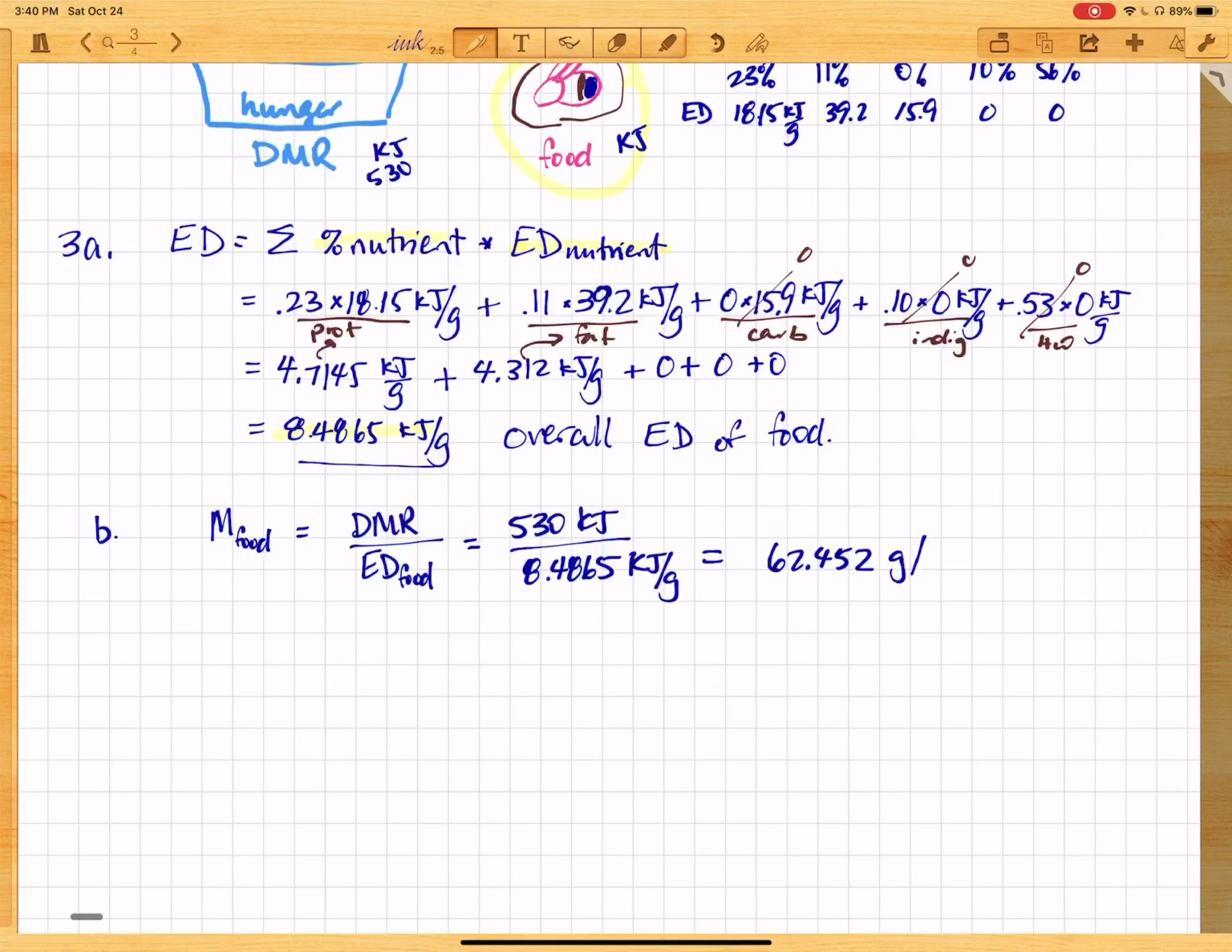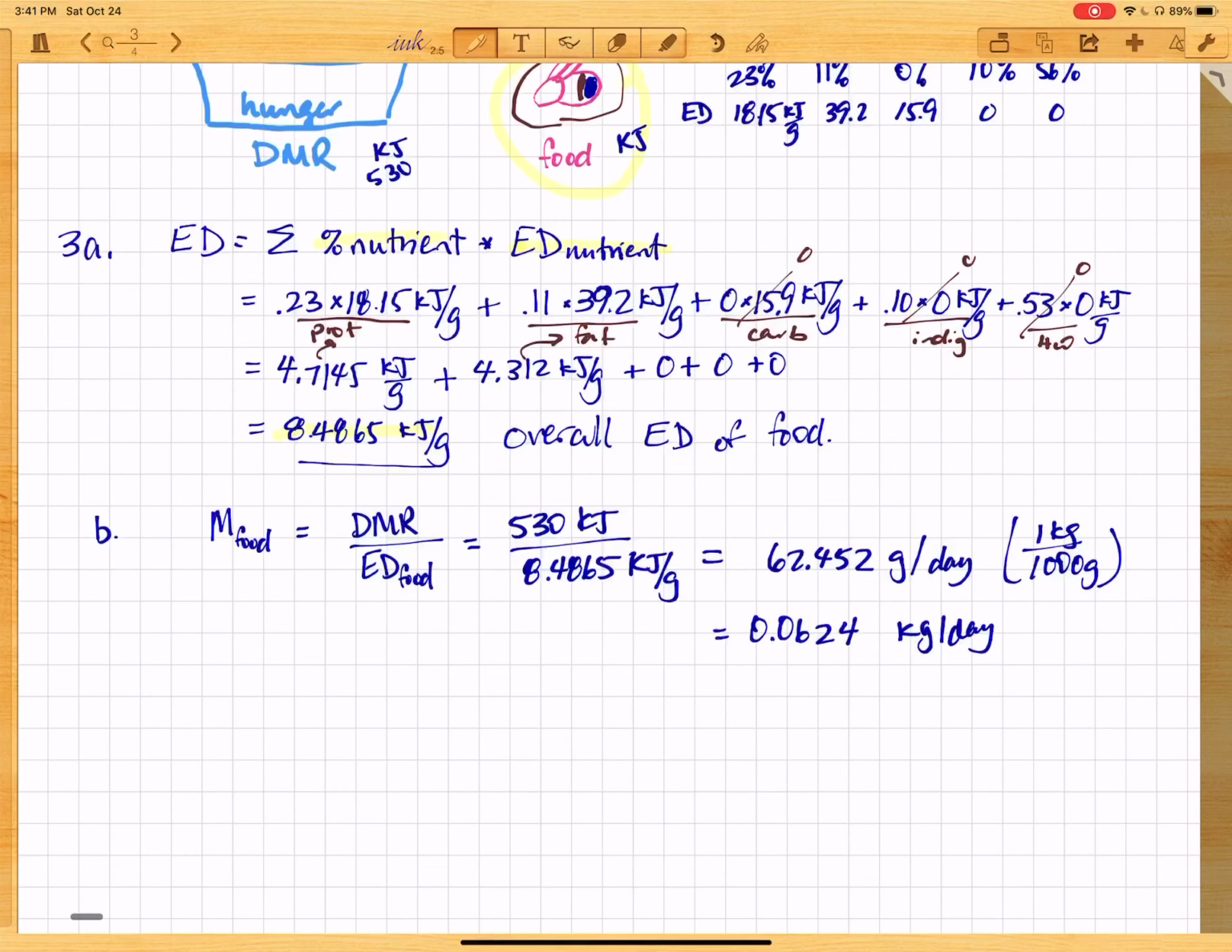Easy. Okay, so now if you want to convert to kilograms per day, you just divide by 1,000, right? So 1 kilogram divided by 1,000 grams. So that comes out to be 0.0624 kilograms per day.